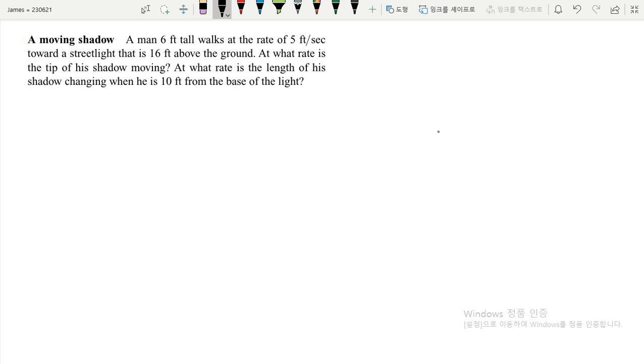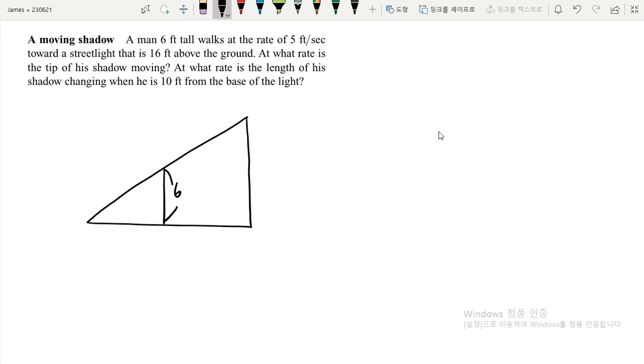So we are going to make two similar triangles, like this. The man is 6 feet tall, and the streetlight height is 16 feet. So, the tip of the shadow. This is the length of the shadow, L, and let's say this one is the distance from the man to the light, x, and the total distance is d.